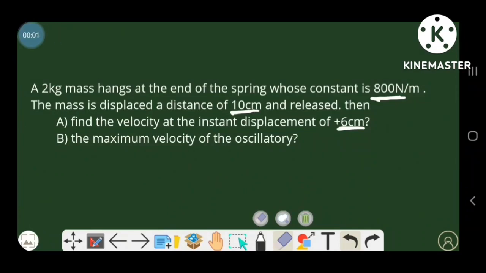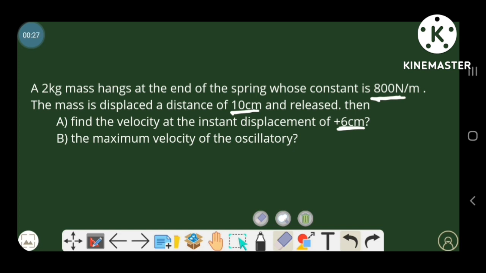Everyone, today we'll see another example related to simple harmonic motion. A 2 kilogram mass hangs at the end of a spring whose constant is 800 Newton per meter. We have given the k constant of the spring, and the mass is displaced a distance of 10 centimeters. Also we have given the amplitude, or the maximum displacement of such a spring.